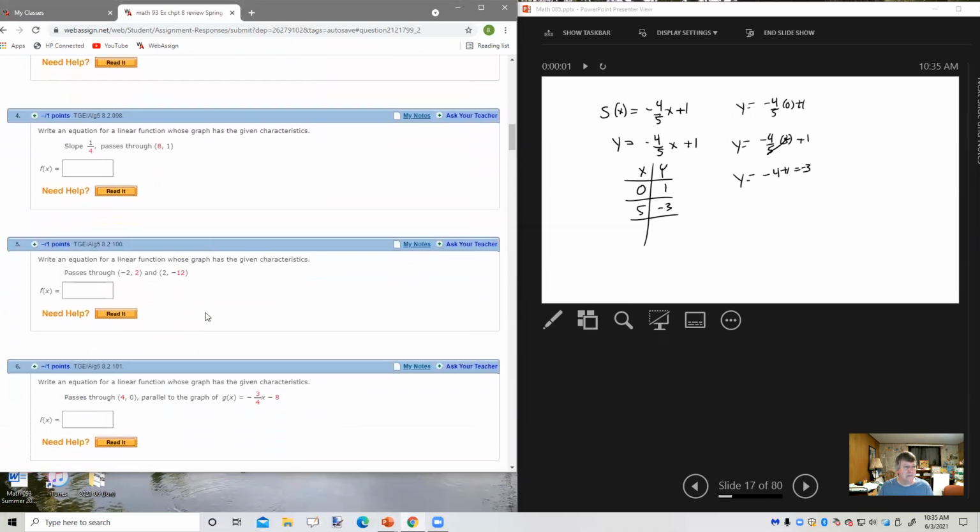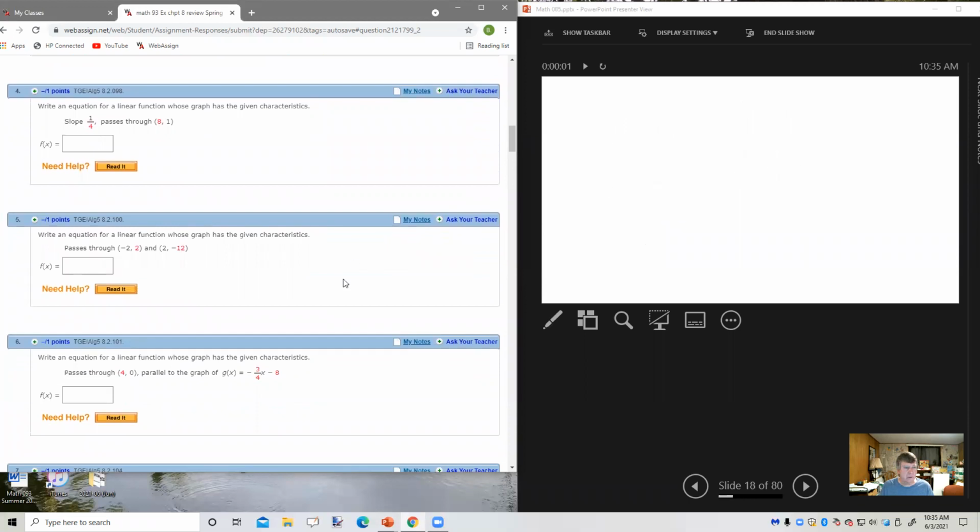All right, moving on. Write an equation for a linear function whose graph has the given characteristics. The slope is 1/4, and it passes through the point 8, 1.